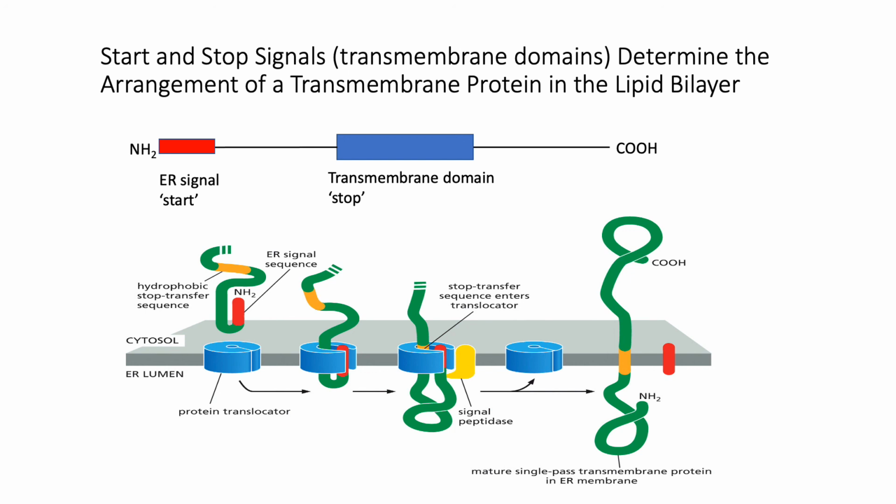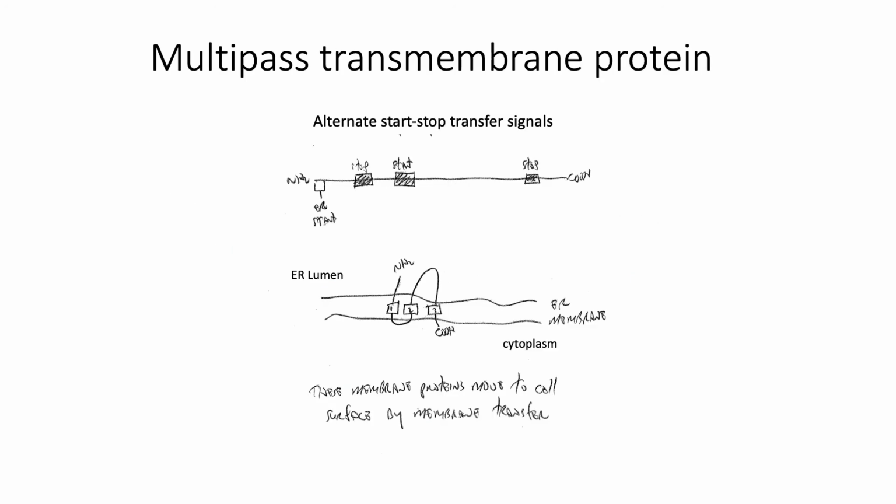So here I have a drawing just to kind of illustrate that. So here we have just an example of a multi-pass. This would be 3 transmembrane domains, and what I have written here is their alternate start and stop transfer signals. Each one's in a transmembrane domain. So at the beginning, at the amino terminus, you have the ER start, and then they go in order. So the next one was stop, the next one was start transfer again, and the next one is stop.